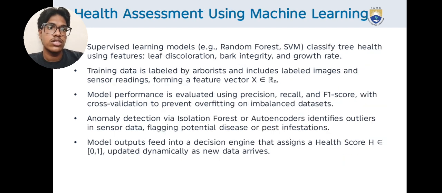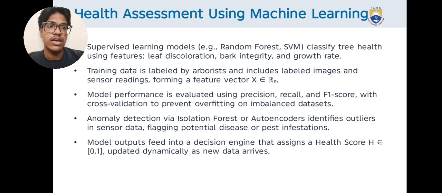Health assessment using machine learning. Supervised learning models, for example random forest and SVM, classify tree health using features like leaf discoloration, bark integrity, and growth rate. Training data is labeled by arborists, using labeled images and sensor readings, forming a feature vector X in R^n. Model performance is evaluated using precision, recall, and F1 score with cross-validation to prevent overfitting on small datasets.